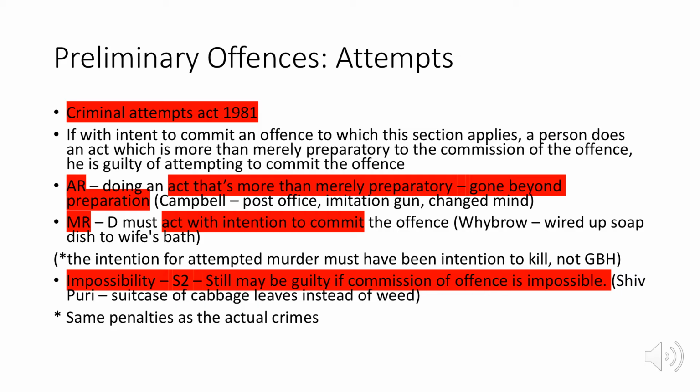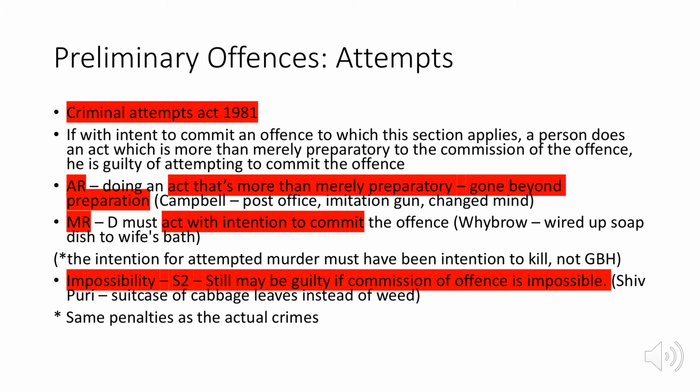So AR, doing an act that's more than merely preparatory, so gone beyond preparation. So the case to use for this is Campbell, who took an imitation gun to a post office, but he changed his mind and walked away. For MR, the D must act with intention to commit the offence. So Wybrow, who wired up a soap dish to his wife's bath, but ultimately it didn't work. But he was still charged with it. The intention for attempted murder must have been intention to kill, not GBH.